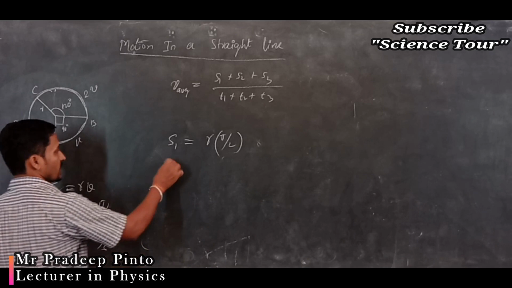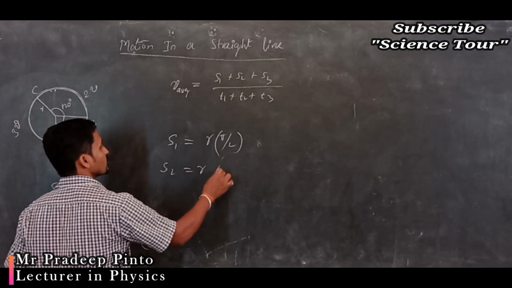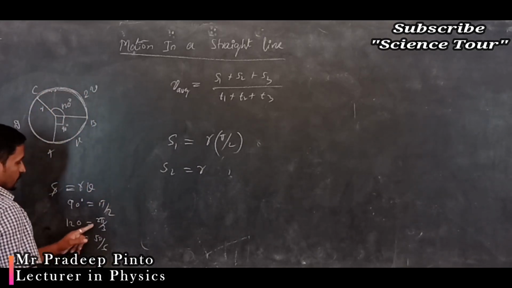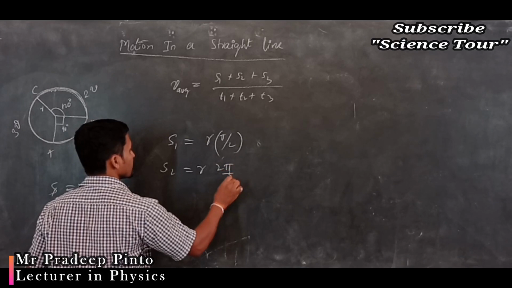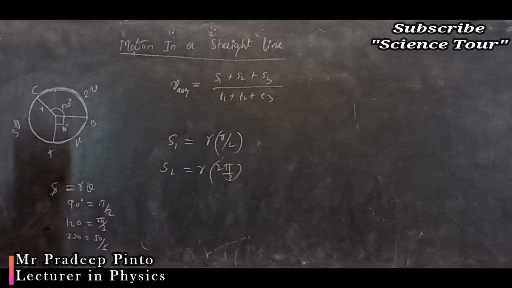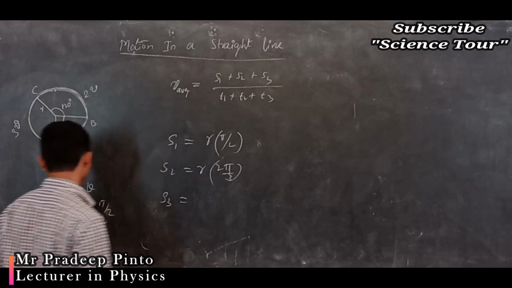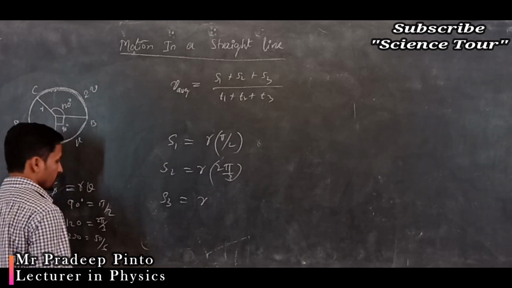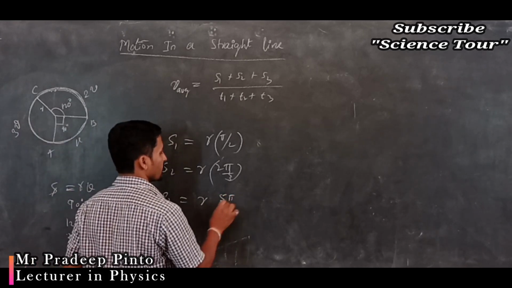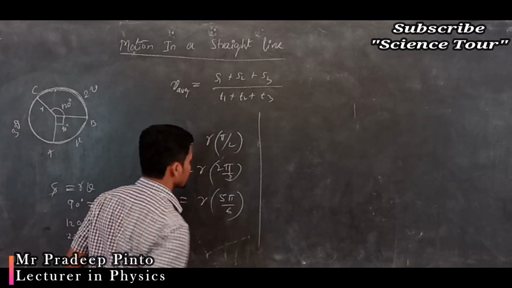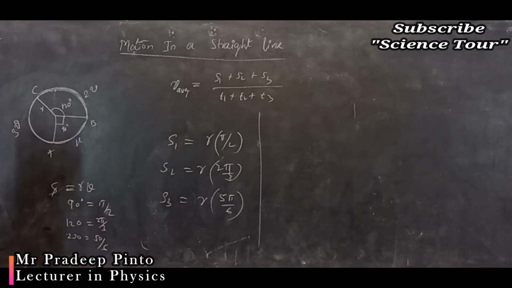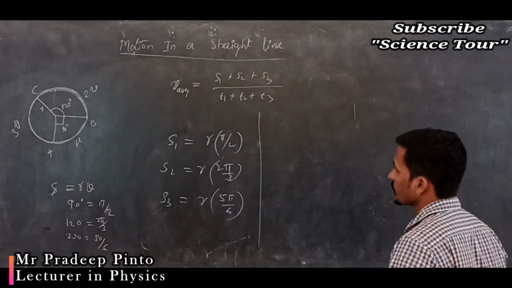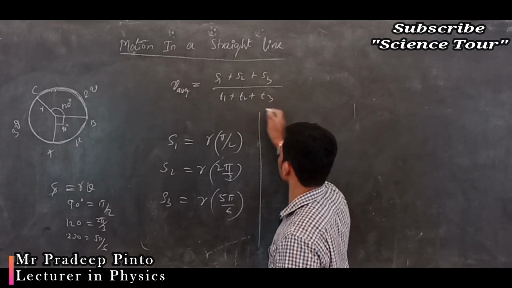So S1 is this much, S2 is equal to r into theta. Theta is that angle, 120 degrees, which is 2 pi by 3. In terms of radians only you have to write it down. Then S3 is equal to r into 5 pi by 6. This is the case. Now next, what are you going to do? S1, S2, S3 we are going to substitute here.